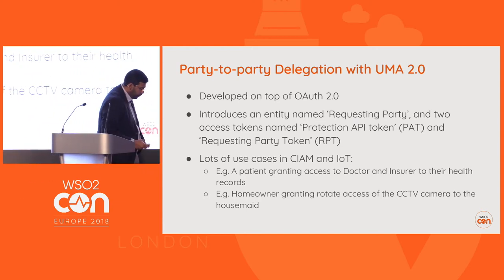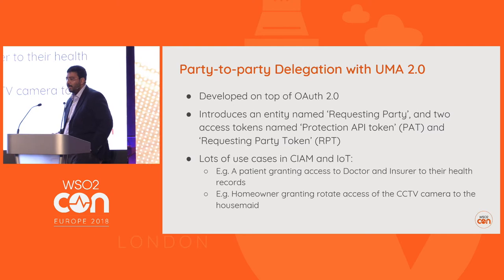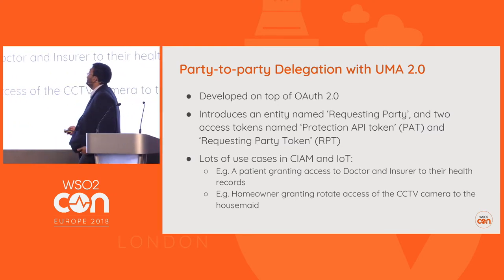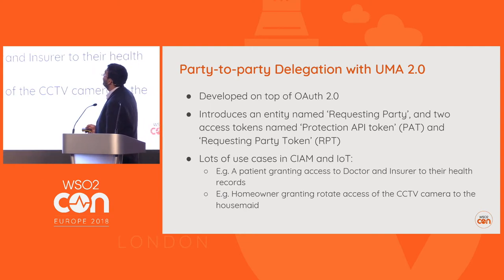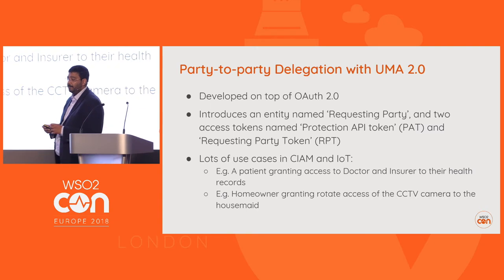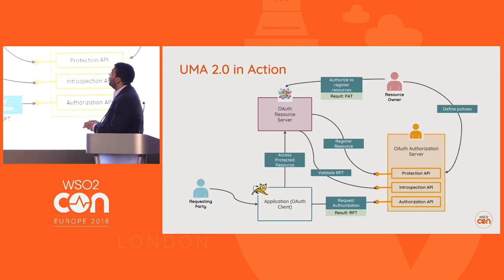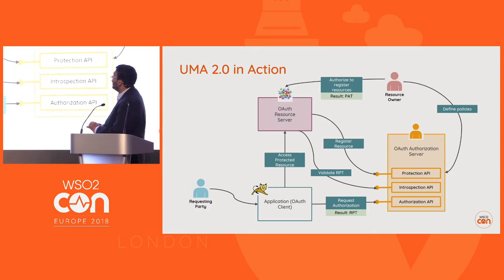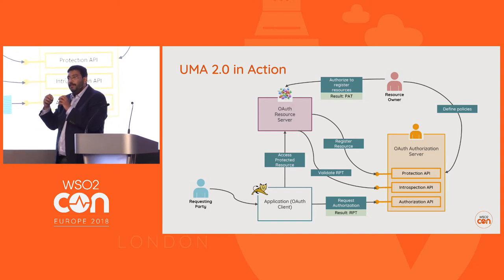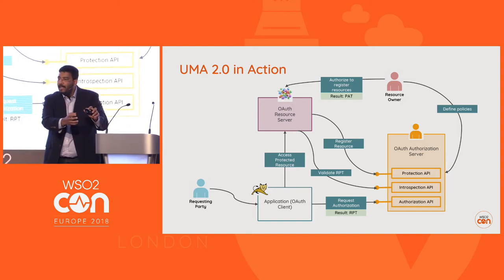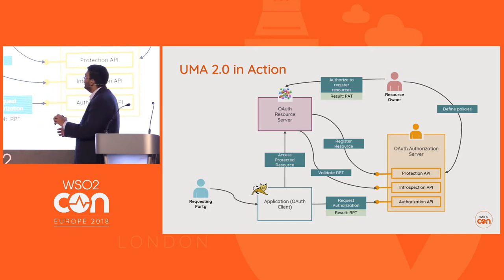The other API I wanted to cover is called UMA. So basically, this particular API is, again, built on top of OAuth 2.0. This API allows you to give your consent or give your authorization to somebody else on behalf of you, right?